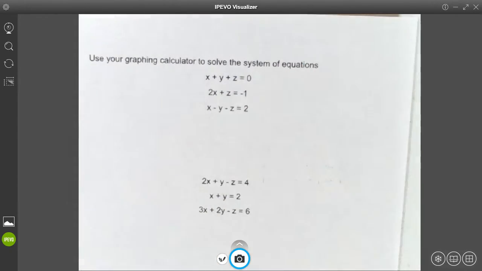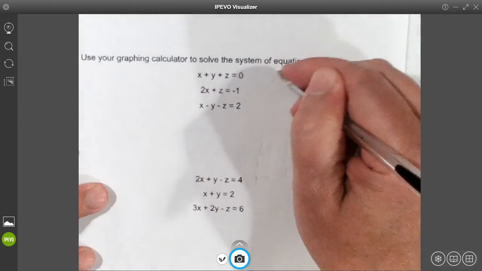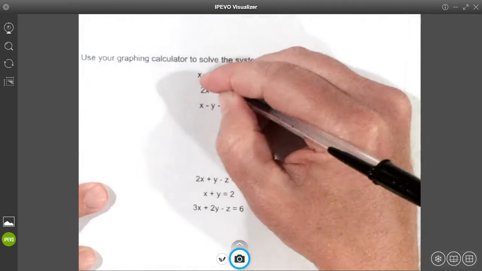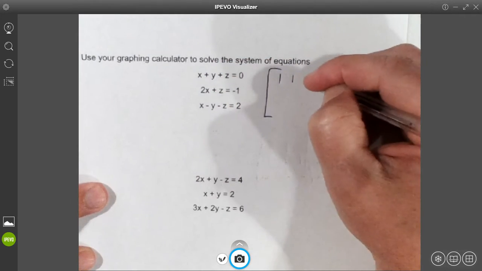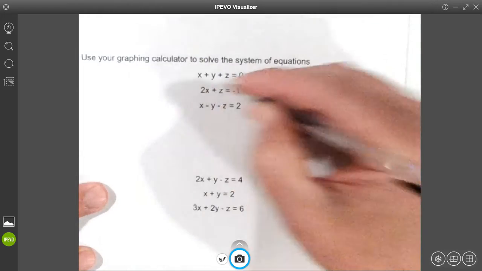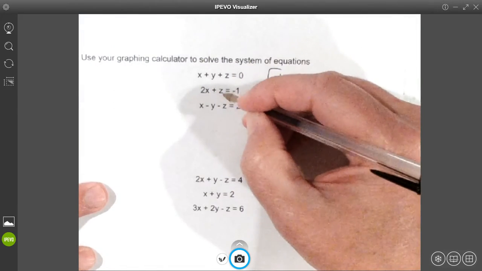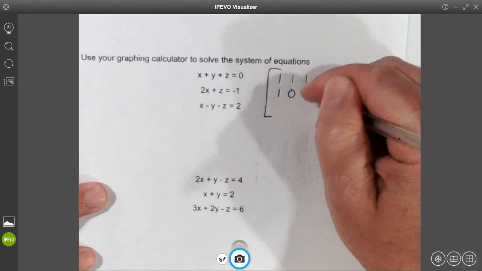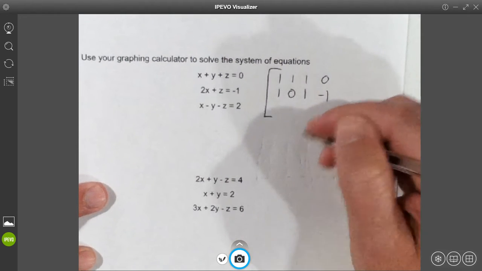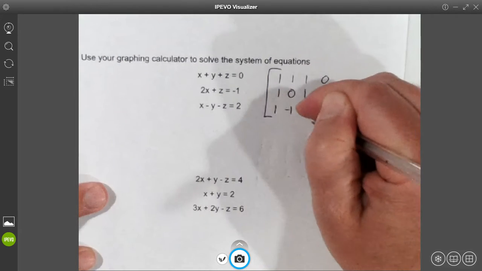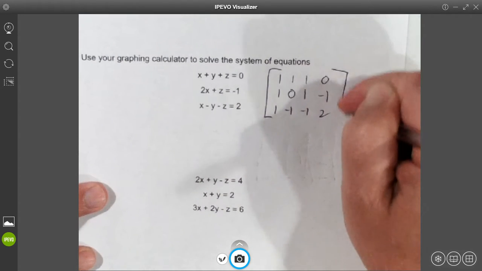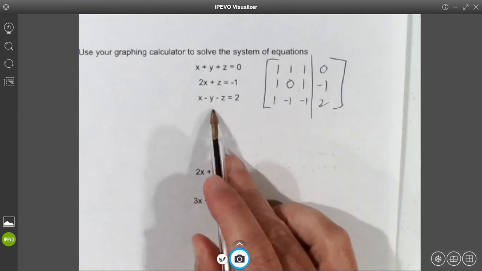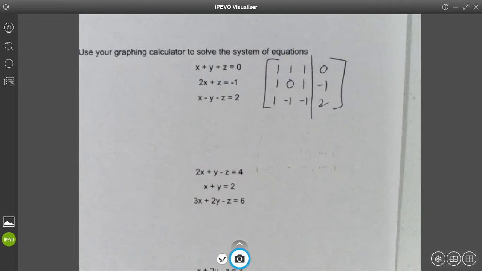So here we go. It says use your graphing calculator to solve these. Again, I'm going to come up with the matrix first. I write down, there's ones in front of each of those. So 1, 1, 1, 0, 1. And here's why I threw this one in. You notice there's not a y. I have to remember to fill a 0 in there if they leave the variable out. 1, negative 1, 1, negative 1, negative 1, and 2. There's the matrix for that system of equations.